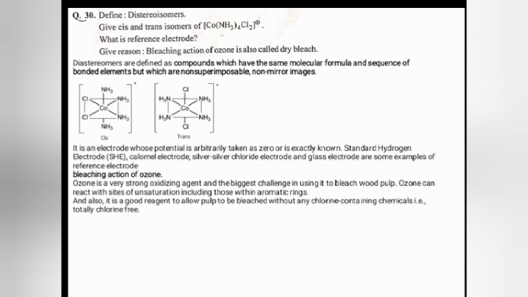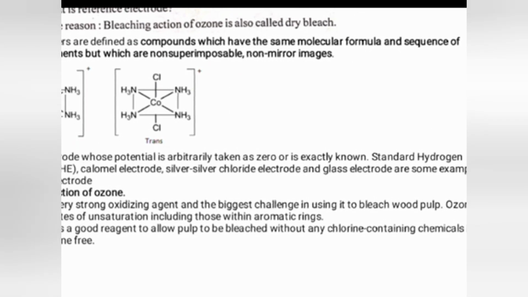Next one, what is a diastereomer? Diastereomers are compounds which have the same molecular formula and sequence of bonded elements, but which are non-superimposable, non-mirror images, called diastereomers. And what are the cis and trans structures of this coordination complex? This is cis and trans. Cis means the chlorines are on the same side, trans means the chlorines are on the opposite side.